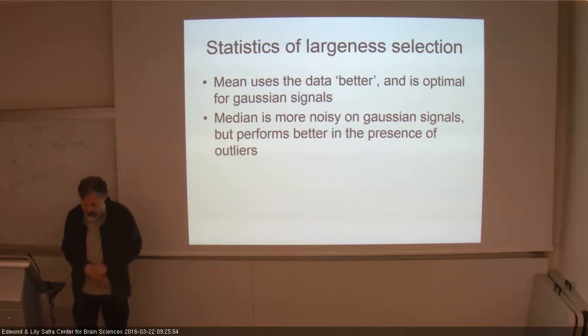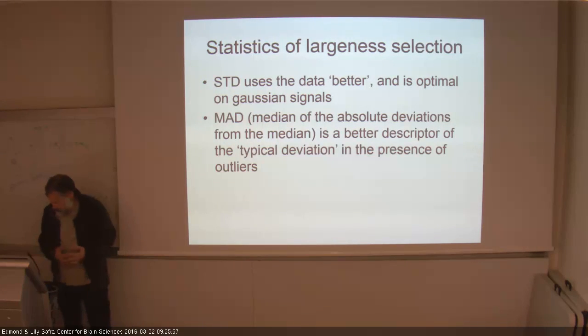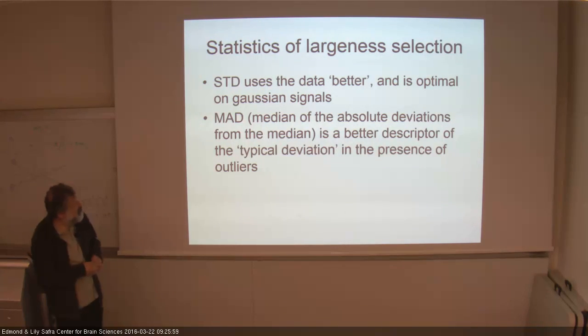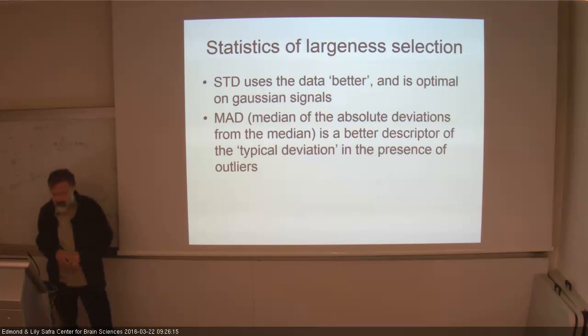Same thing about the standard deviation versus the MAD. The STD uses data better and is optimal for Gaussian signals in a sense that can be expressed exactly. And the MAD is a better descriptor of typical deviation in the presence of outliers. It doesn't suffer so much from them.